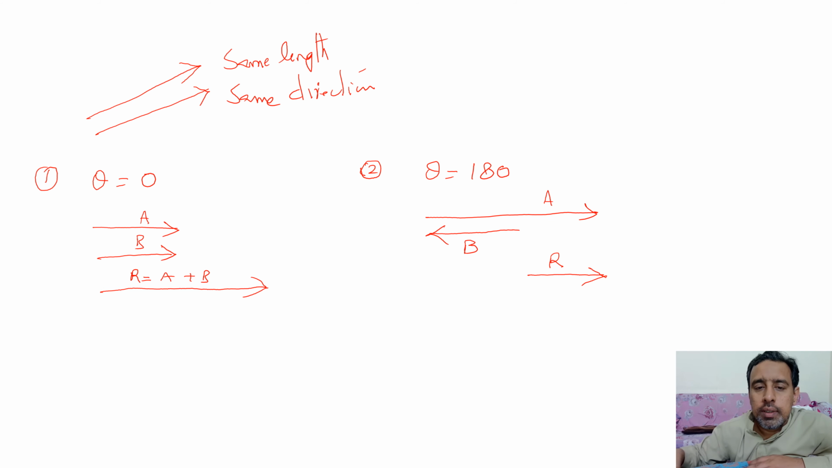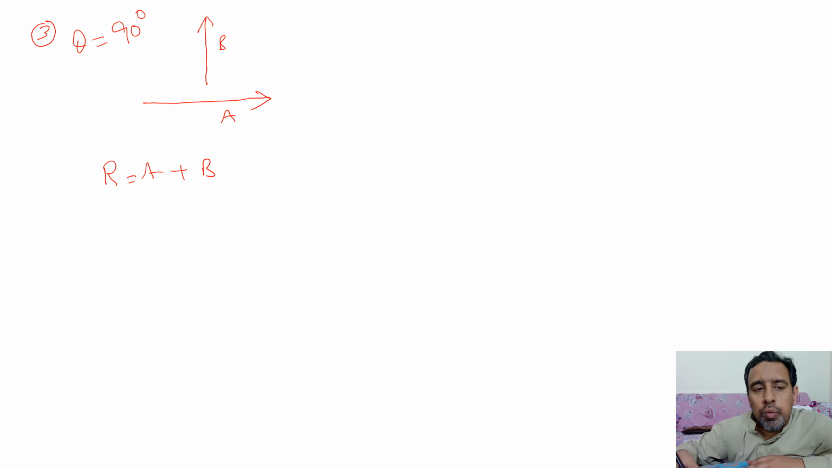Now moving towards the third thing, that is in fact when the two vectors are perpendicular with each other. Look at here, number 3. If two vectors are like this one, vector A here, vector B is here, these two vectors are perpendicular, means making angle of 90 degree. The resultant is A plus B. So we have to solve this by head to tail rule.